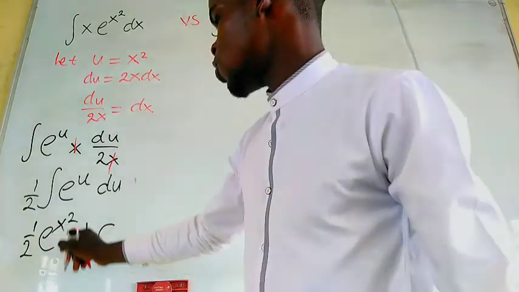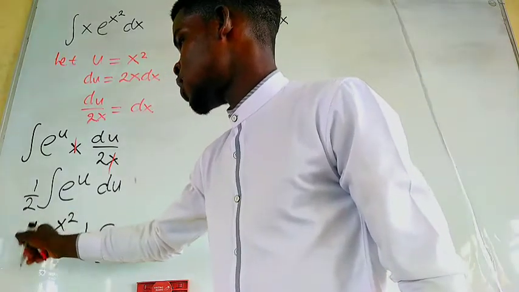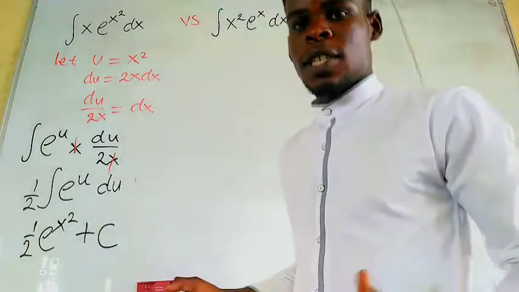If we differentiate this function, you're going to have 2x. So the 2 will cancel and we just end up with x e to the power x squared. So that's just pretty much it.